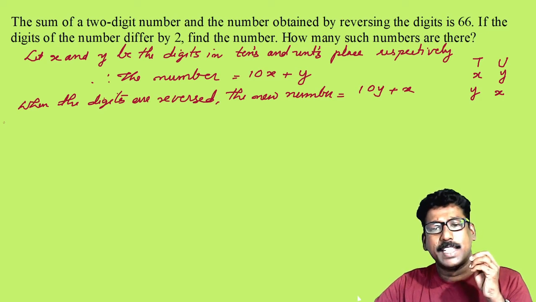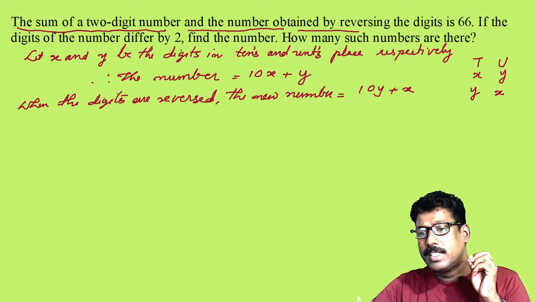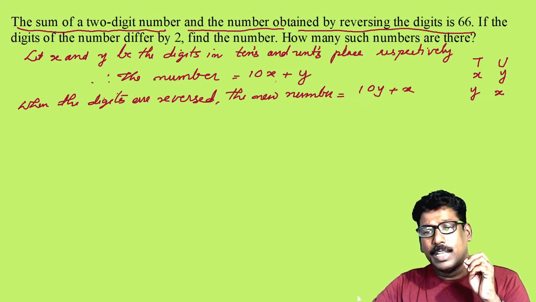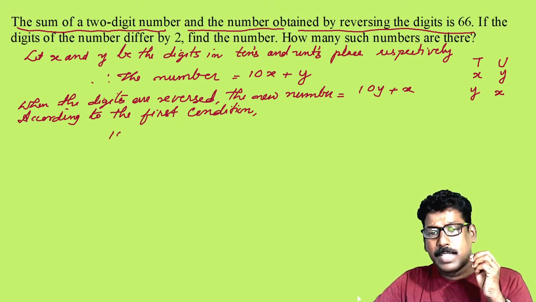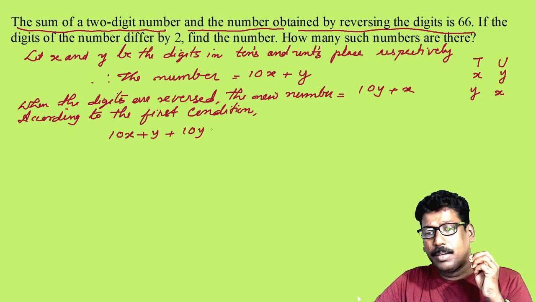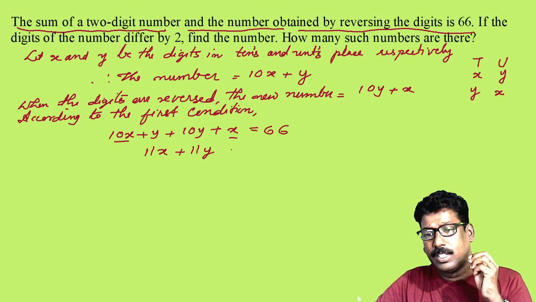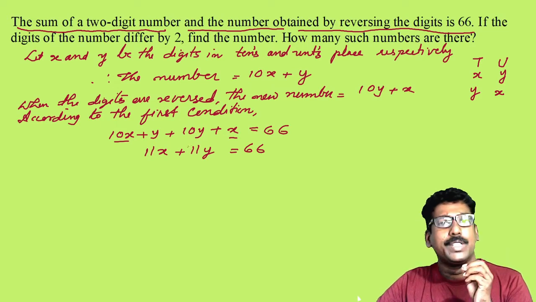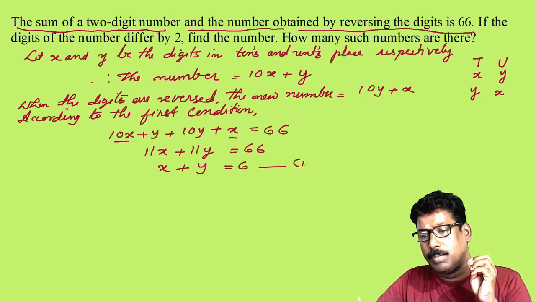Now, what is the first condition given? The condition is the sum of the two-digit number and the number obtained by reversing the digits is 66. That is, the number 10x plus y and, reversing the digits, the number 10y plus x. If you add these two numbers, you will get 66. So according to the first condition, 10x plus y plus 10y plus x gives 66. Adding like terms, 10x plus x is 11x, y plus 10y is 11y, equal to 66. Now you can divide throughout the equation by 11. That means 11x by 11 is x, 11y by 11 is y, 66 by 11 is 6. So x plus y is equal to 6 will be the first equation.